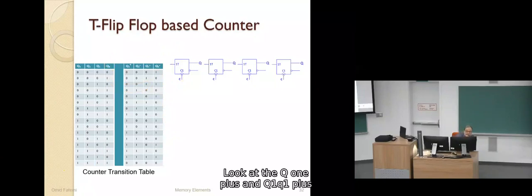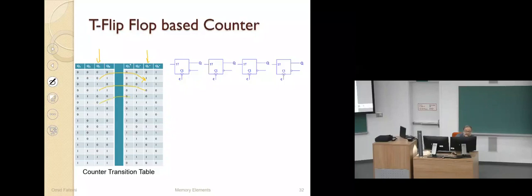Q1, look at Q1 plus and Q1. Q1 plus is complemented at these positions. You see, it keeps a state for one clock and then complements at the next clock cycle. You see 0 1 1 0 0 1 1 0 0 1 1 0 0 1 1 0 0 1 1. This is the pattern of Q1.